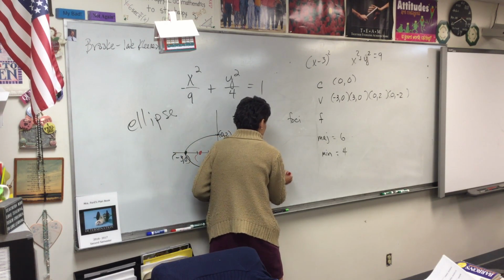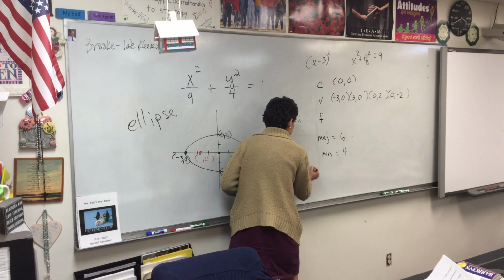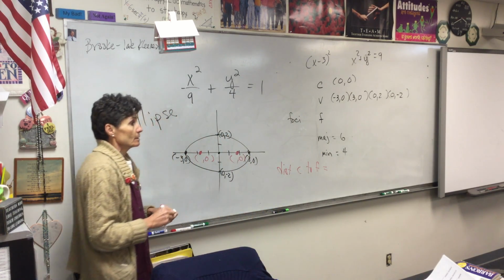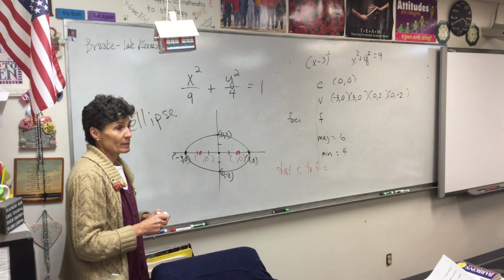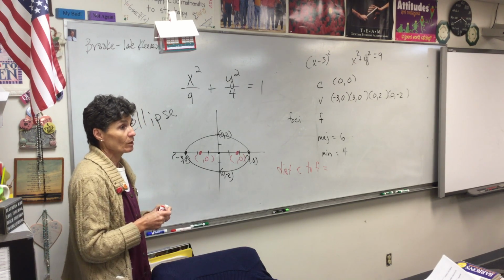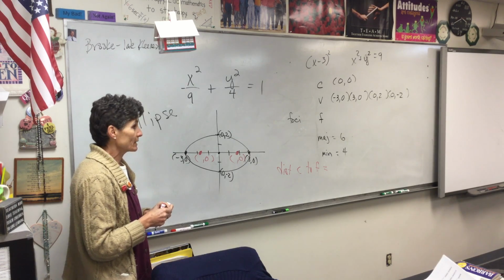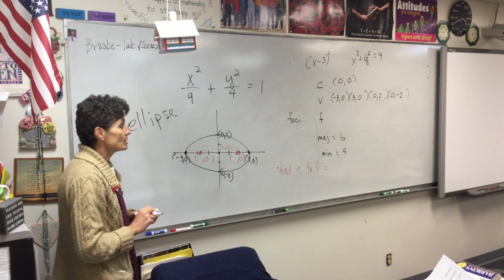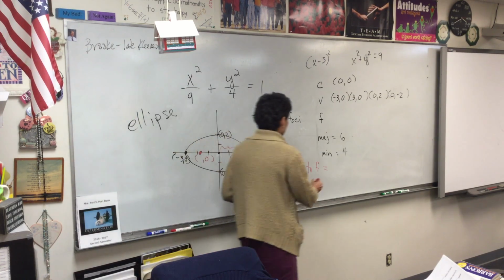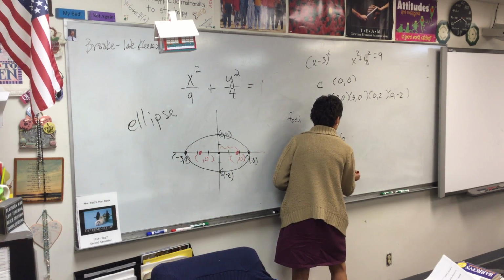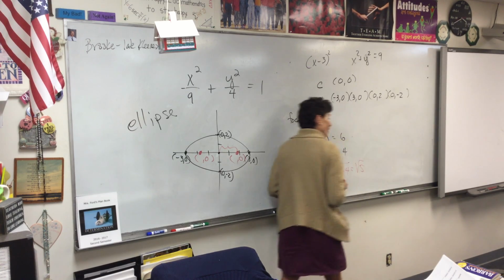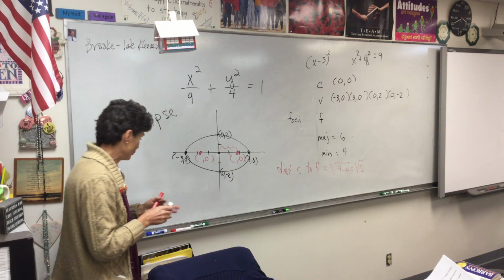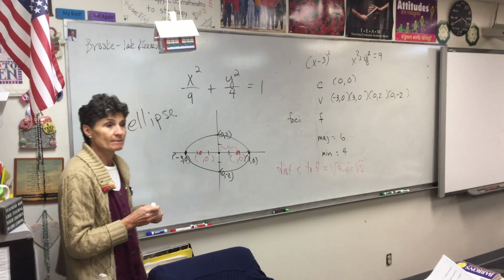Now the distance from the center to the focus. In a parabola, we call that P, vertex to focus. In an ellipse that doesn't really have a name, we just say this distance right here, from the center to the focus, in this problem, is the square root of 5. How did I get the square root of 5? What did I do to get that distance?